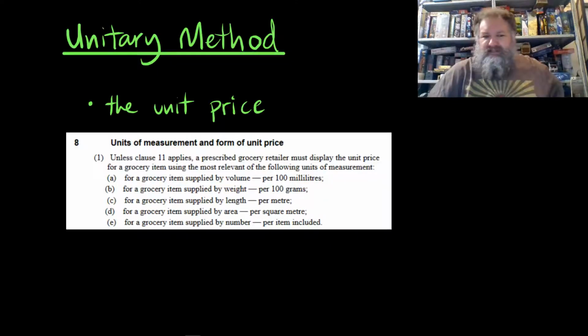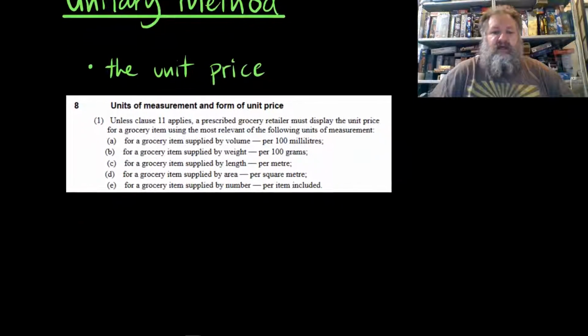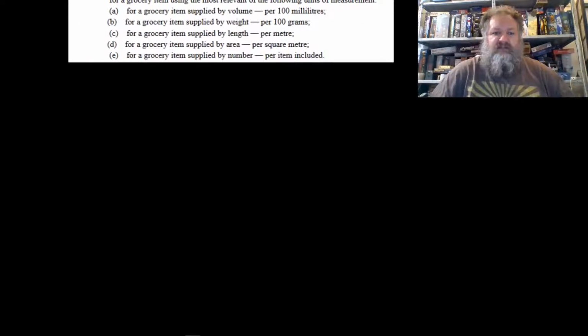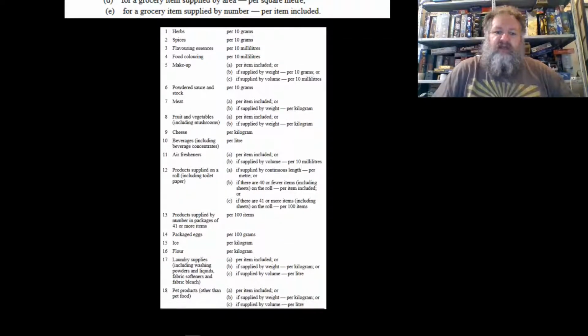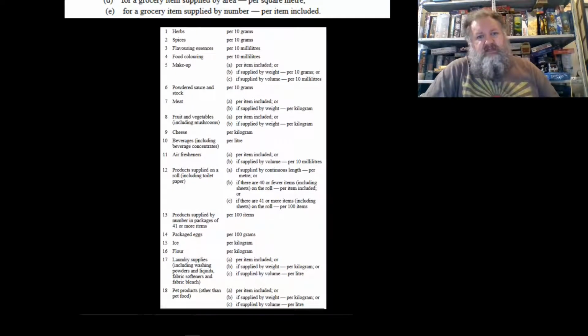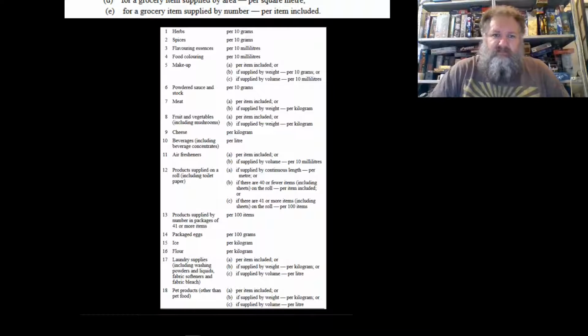Okay, so there are some, of course, exceptions. Here's the list of exceptions from that legislation, and you can see that herbs are measured in much less than 100 grams because you don't often buy that much. I'm not going to read them all through. There are some things that you'll see that aren't there. Stuff like toys, they don't have a unit price, they just are the price that they are. Stuff like furniture is not regulated by this legislation.